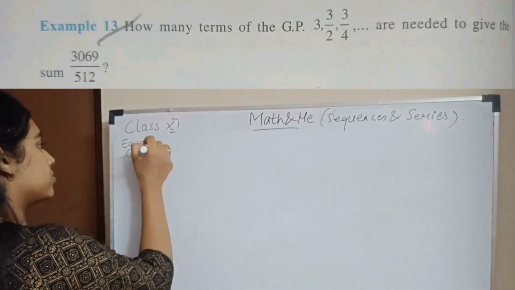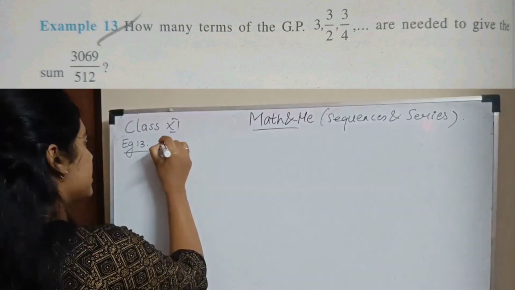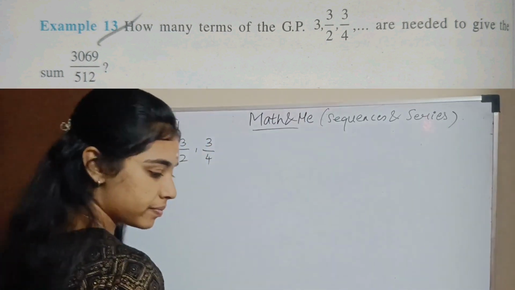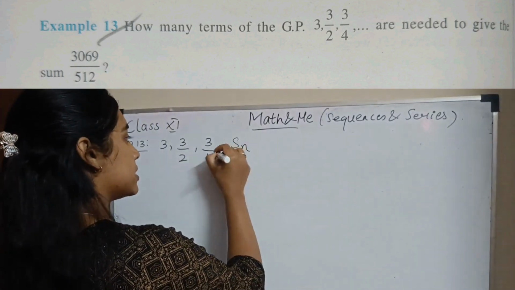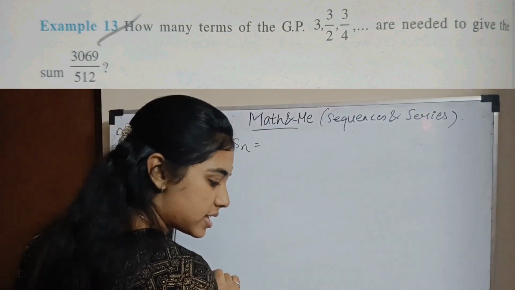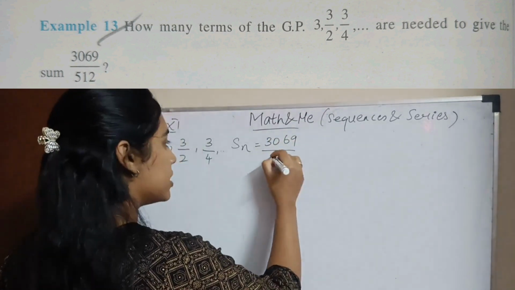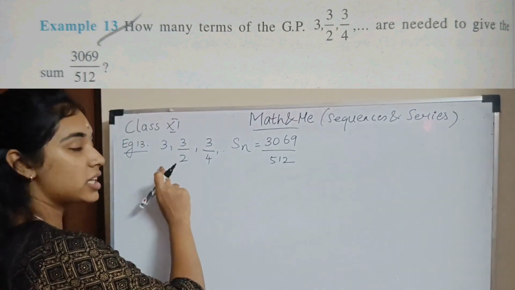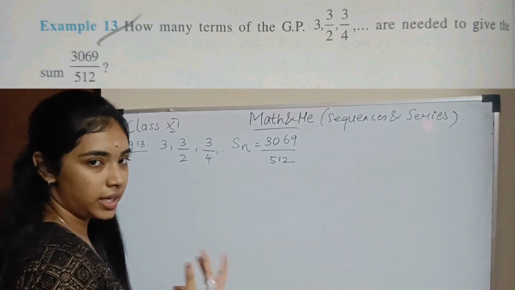Example 13. How many terms of the GP 3, 3 by 2, 3 by 4, and so on are needed to give the sum 3069 divided by 512? So in the sum, how many terms do you need to get this particular sum? So you need to find n.